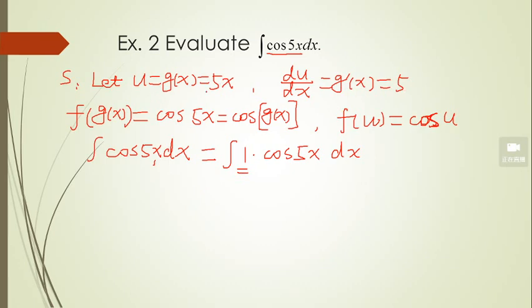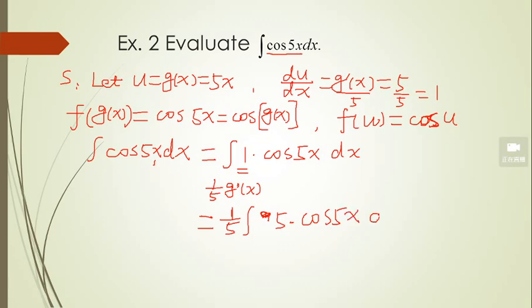Here we work out, it's pretty easy. My g prime is 5. So of course here it will be 1/5 times g prime, which equals 1, since 5 divided by 5 is 1. So you can rewrite it by removing the 1/5 outside of the integral sign, and then you have your g prime, which is 5, times cos(5x).